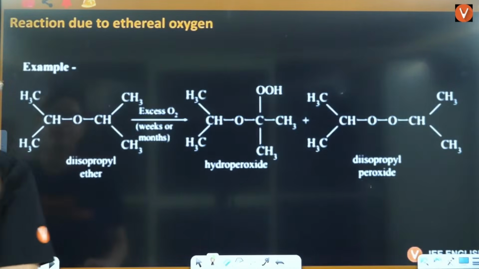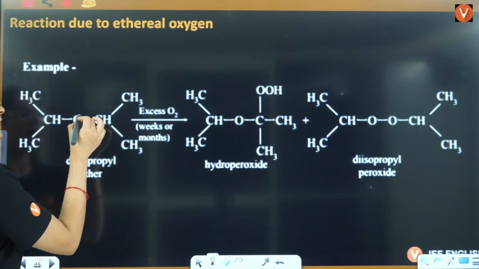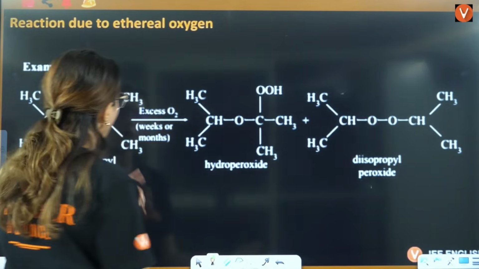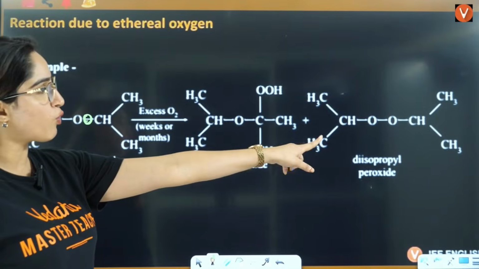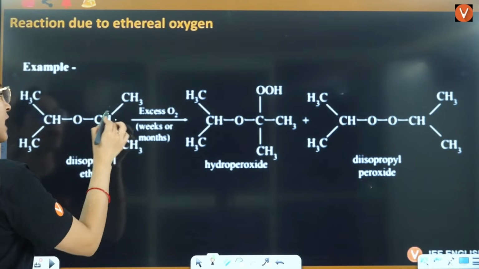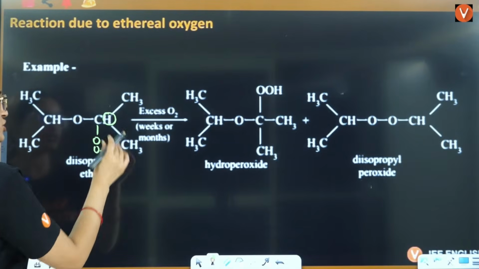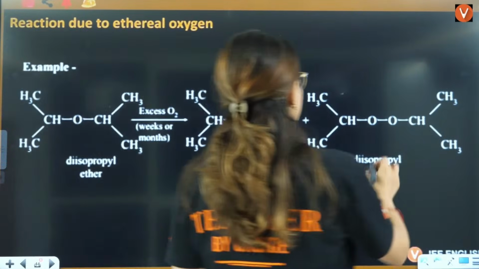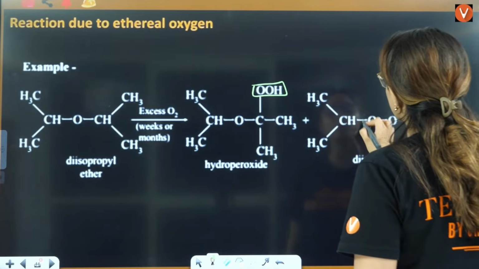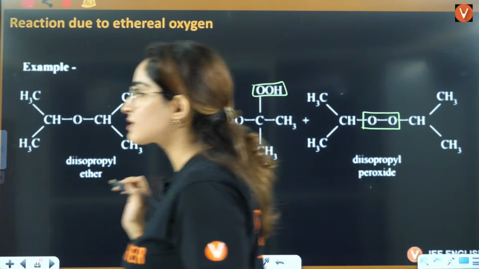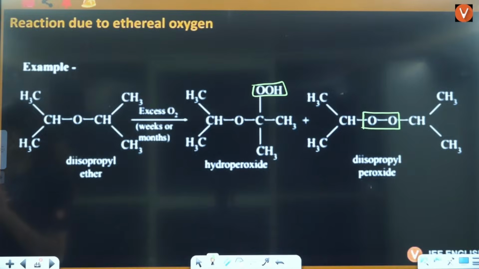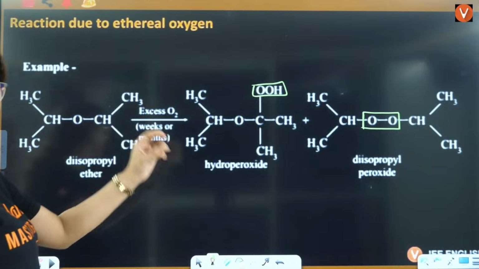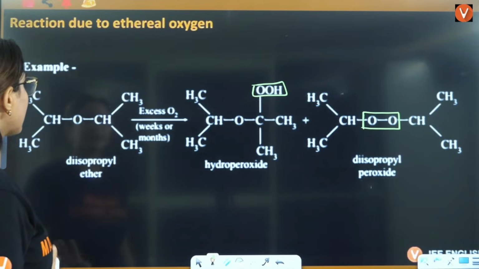Let me give you another example. For example, this is the ether. Either you can have one oxygen here that will give you this kind of product, where one oxygen is converted to a peroxide bond OO, or this hydrogen is converted to OOH. So these two things are possible, which lead to the formation of peroxides from ether. Okay? Yes, everybody? This happens when you have excess of O2. In weeks and months this will happen.